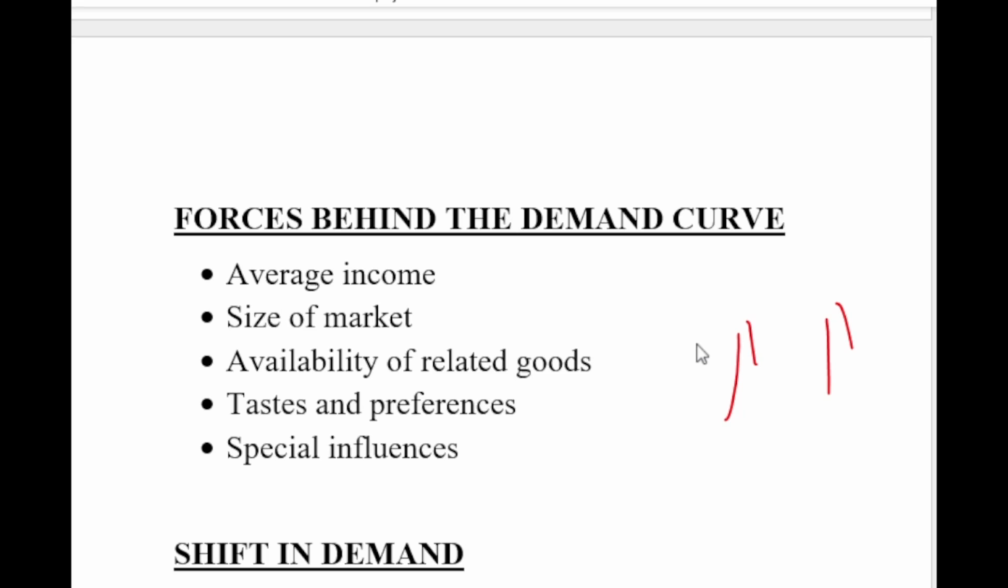Another is taste and preferences. Taste and preferences reflect a variety of cultural and historical influences. They may reflect genuine psychological or physiological needs. For the richer class, the purchase of cars may rise. So taste and preferences mean there are different kinds of people who have different tastes and different preferences.